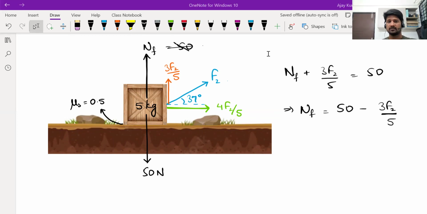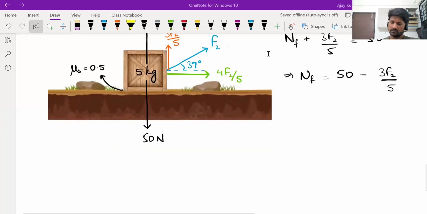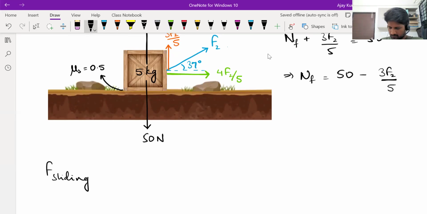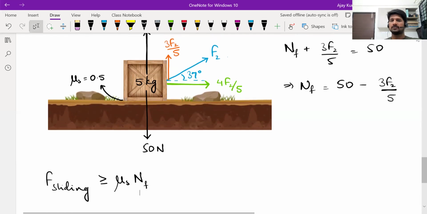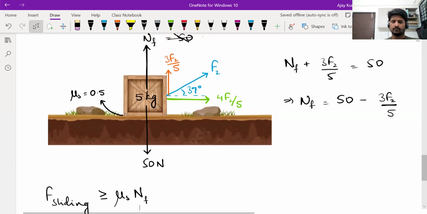Sliding force should be greater than or equal to limiting friction. Write this equation on your own, all of you. Force trying to slide the block should be greater than or equal to μs multiplied with the normal force. I want you all to substitute those forces in this and calculate how much F2 should be. Try this. I'll give you 2 minutes.